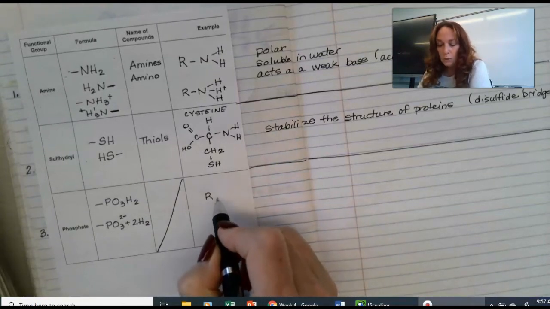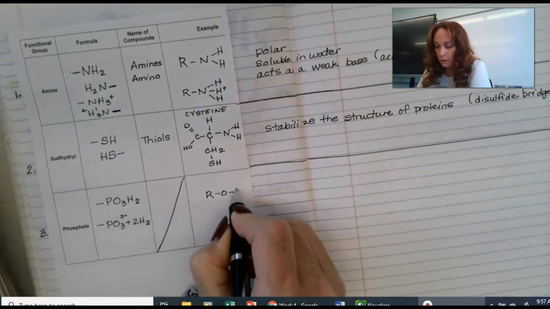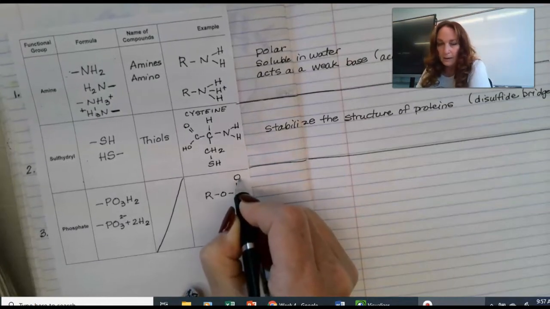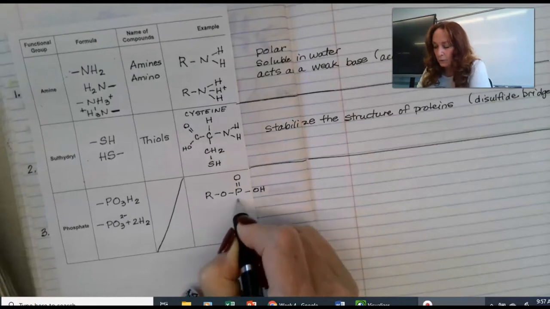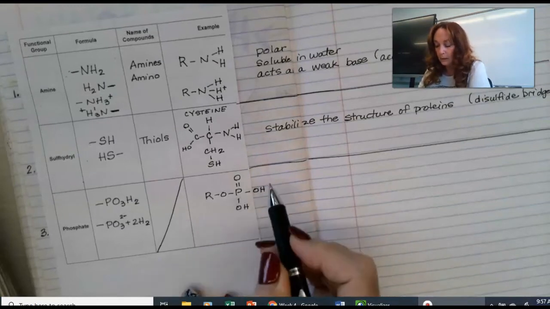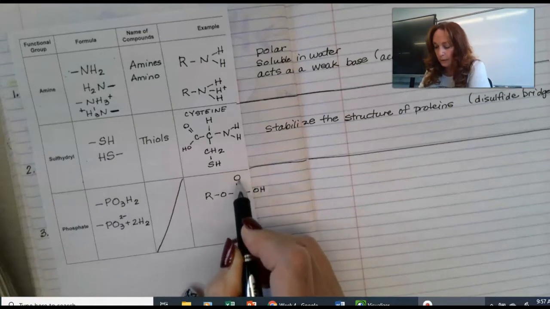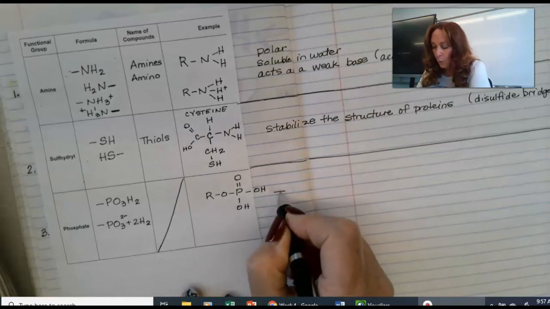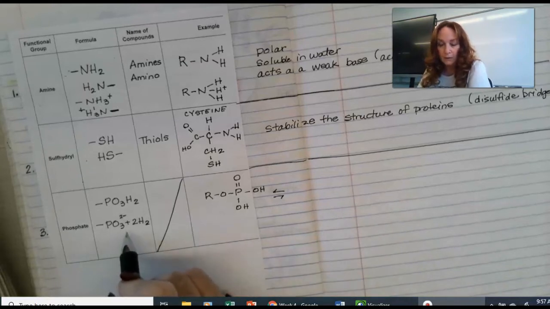And between the phosphate group and the rest of the molecule, you're going to have an oxygen, and then your phosphate. Then you're going to have a double bond with the phosphate with another oxygen, and you're going to have hydroxyl groups that are off. So that's PO3, because this oxygen does not count. This is the actual group right here, PO3H2. And it's going to go back and forth in solution with losing the hydrogens.